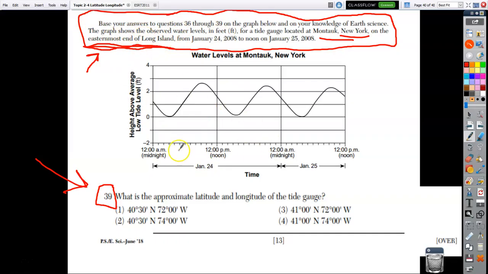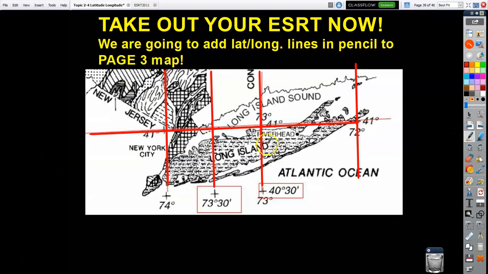So in this case, it said, what is the approximate latitude and longitude of the tidal gauge? Well, a student might go, I don't know what they're talking about. You got to read this stuff up here because it told you where it is. Montauk, New York, and it told you where Montauk is: eastern end of Long Island, right on the tip. So that means you're going to go back to your map on page 3 in your ESRT. The easternmost tip is way out here, right?